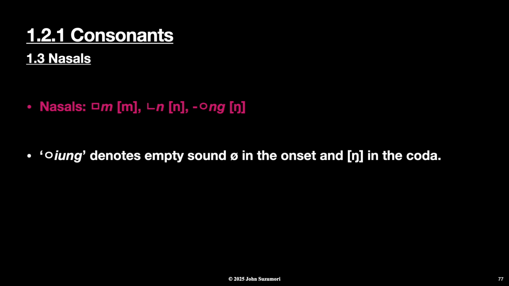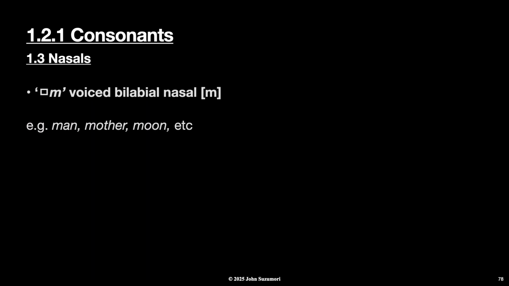Also, note that the phoneme ieung denotes an empty sound in the onset, but a voiced velar nasal in the coda. In other words, ieung functions as a phone only when it is in the coda, whereas it merely serves as a placeholder for a vowel otherwise. Let's take a look at the examples.